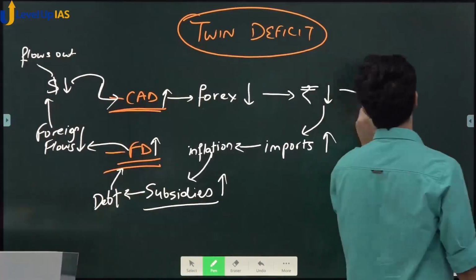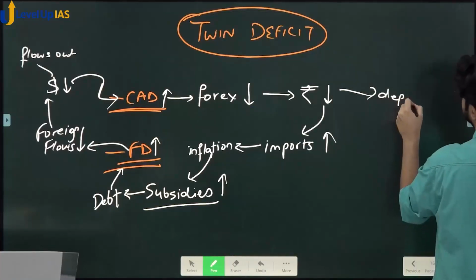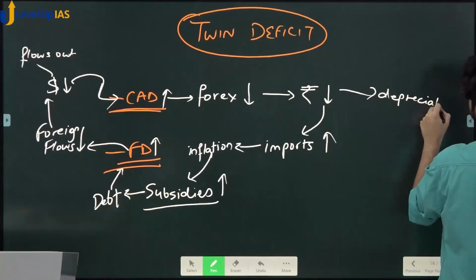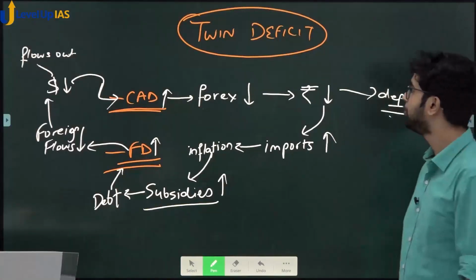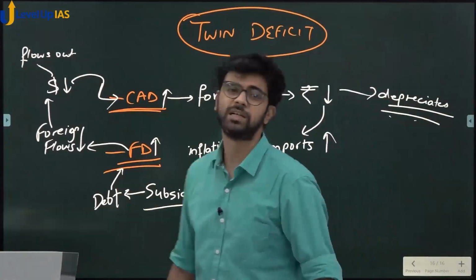And rupee goes down means what? Rupee depreciates. This phenomenon is called twin deficit. This phenomenon, very important, it is called a twin deficit. Twin deficit.